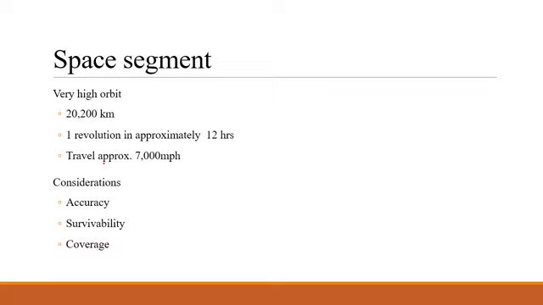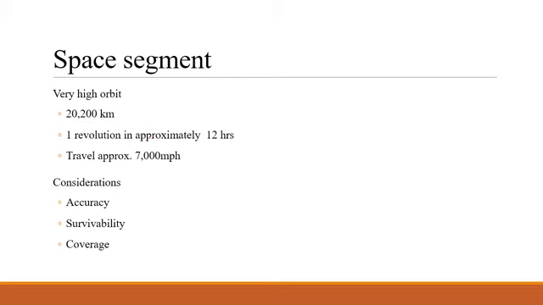In the space segment, a very high orbit, as we have discussed, the distance from the Earth's surface to the satellites, which is known as the altitude of the satellites, is 12,550 miles. In kilometers, it will be 20,200 kilometers from the Earth's surface.